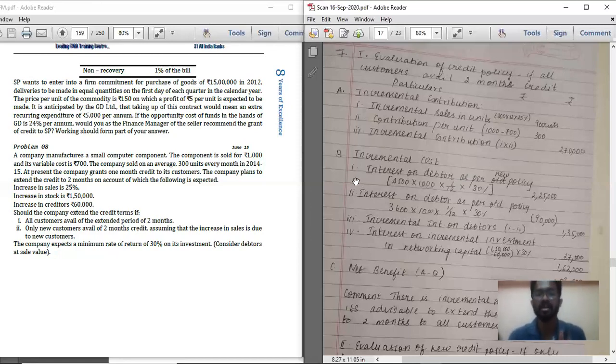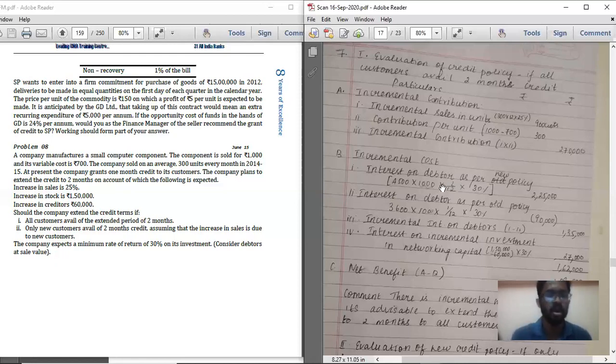Below that, under incremental cost, put small Roman number 1: interest on debtors as per new policy.